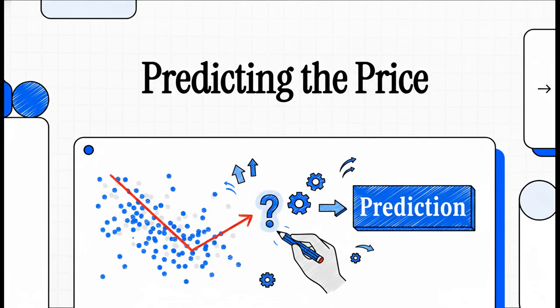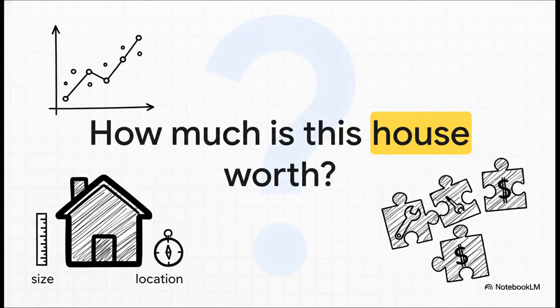You've probably seen it before. You type an address into a website and boom, it spits out a home value. It feels like magic, right? Well, it's not magic, it's machine learning. And today we're going to pull back the curtain and see exactly how machines learn to predict the price of, well, just about anything. So let's start with this house.